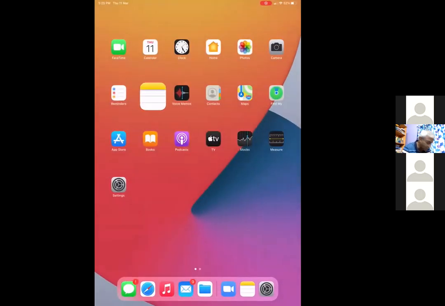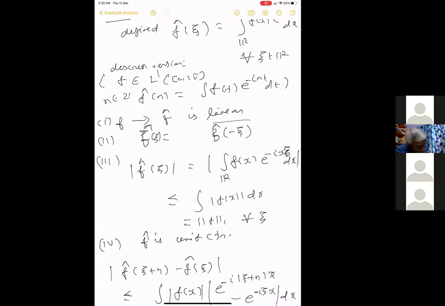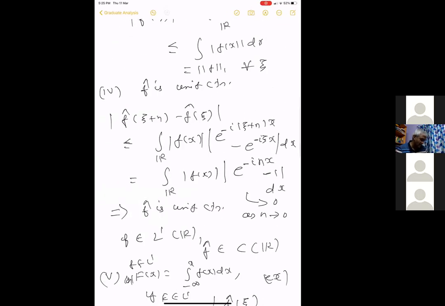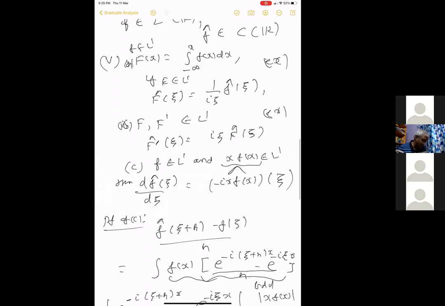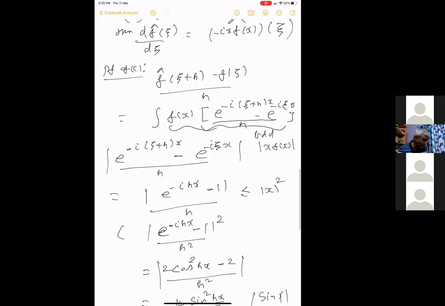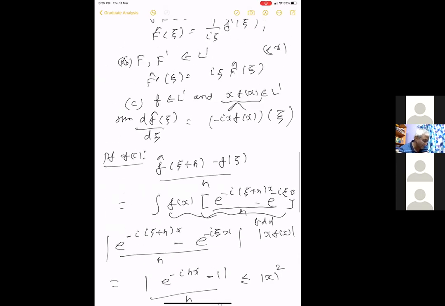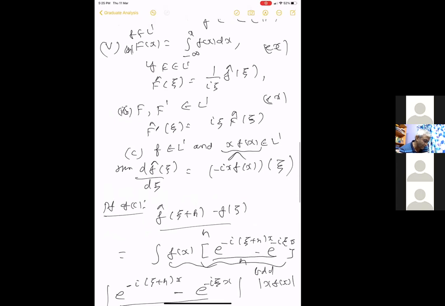Just one more thing, sir. Can you repeat what you did after bounding that quantity? After bounding it, you take the limit h going to 0. This whole thing is bounded by x f of x, which does not depend on h, which is an integrable function. We have assumed here x f of x is an integrable function.